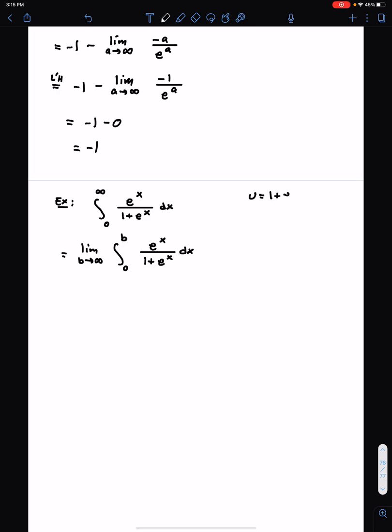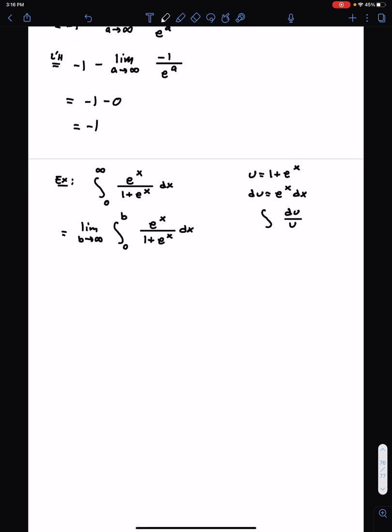If u equals the denominator, 1 plus e to the x, du is e to the x dx. So the integral will turn into du divided by u, which is natural log of absolute value of u, plus c. So this is equal to the limit as b approaches infinity of the natural log. I'll drop the absolute value since 1 plus e to the x is always positive.